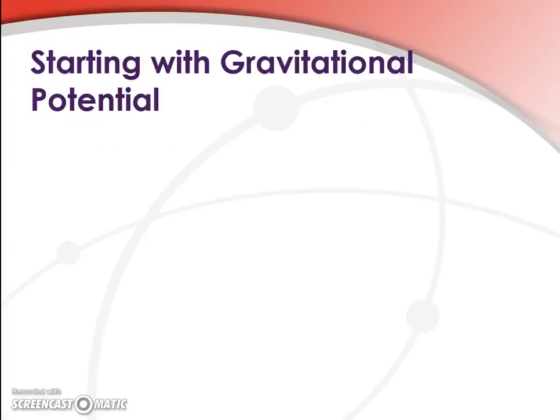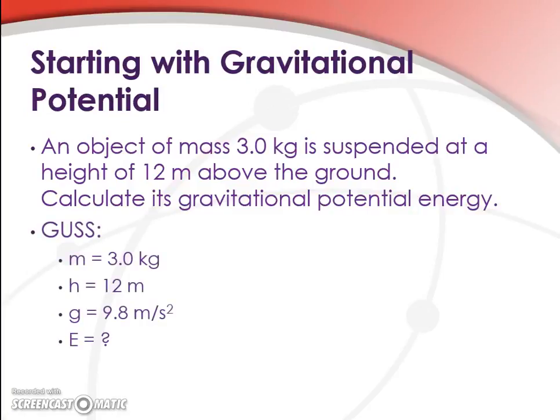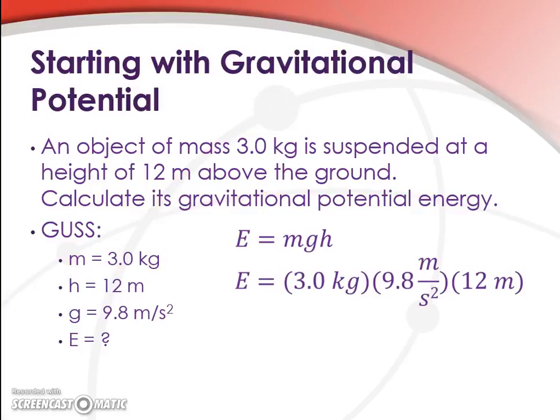Okay, so let's start with gravitational potential, something we've already talked about. An object of mass 3 kilograms is suspended at a height of 12 meters above the ground, and we want to calculate its gravitational potential energy. Piece of cake. So our mass is 3 kilograms, our height's 12 meters, familiar g of 9.8 meters per second squared. E equals mgh. Not a problem. So, a couple of seconds with a calculator, and we get that our gravitational potential energy is equal to 350 joules.